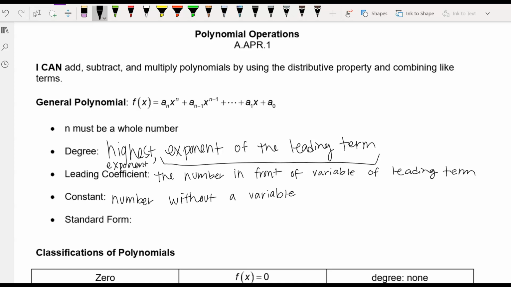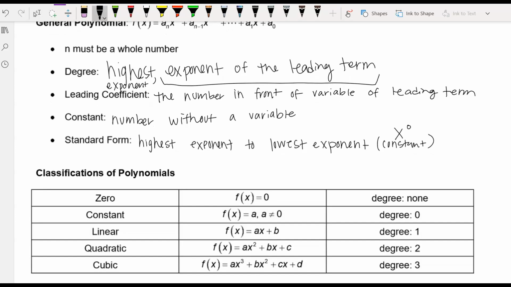And then standard form is highest exponent to lowest exponent, or constant. That's your x to the 0 term. So for example, if we had 3x to the third plus 2x squared minus 3x plus 5. So notice it goes in order of exponents, so 3, 2, 1, and then no exponents.